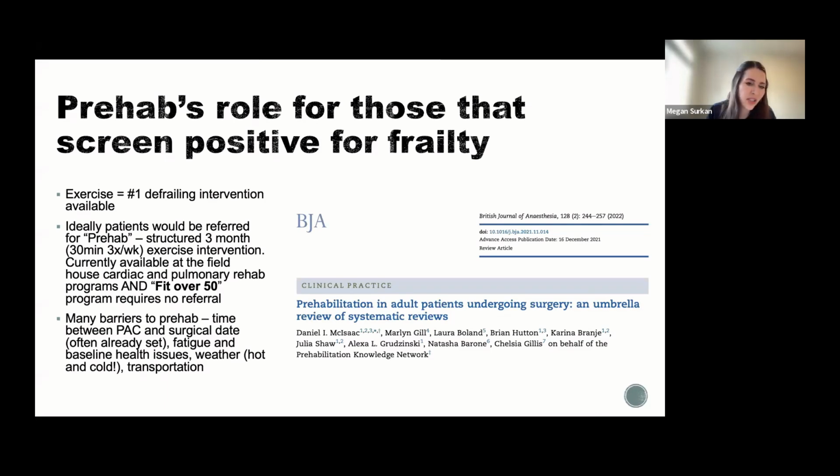But there's lots of other barriers, other than just the time frame between the surgical date already being set. Things like patient fatigue, which is a defining feature of frailty, their baseline health issues, they have sore knees, say they're going in for a joint replacement. It's hard to exercise when you're in so much pain that you need a new joint. Weather, both hot and cold, and then transportation.